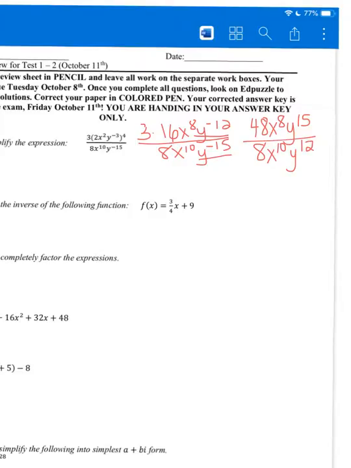So now I just have to clean this up. 48 divided by 8 is 6 over 1, or just 6. X to the 8th divided by x to the 10th, you're going to subtract and then put the answer in whichever exponent is higher. So 10 minus 8 is 2, and that's going to go to the bottom, x squared, because 10 is bigger than 8. And then for y, it's 15 minus 12 is 3, and that's going to go in the numerator. So my final answer is 6y to the third divided by x squared.